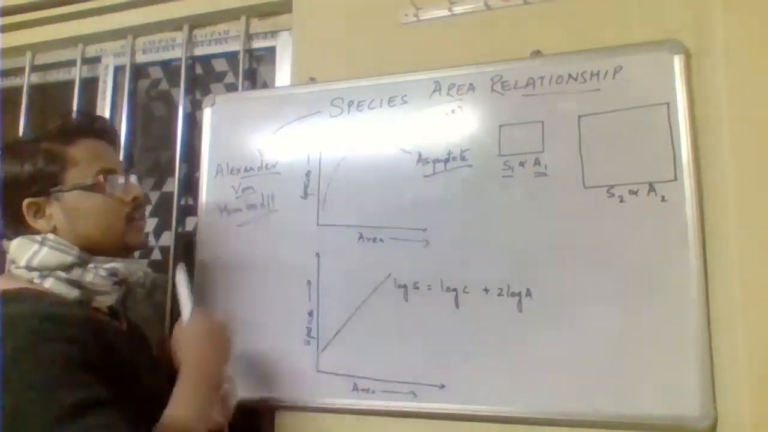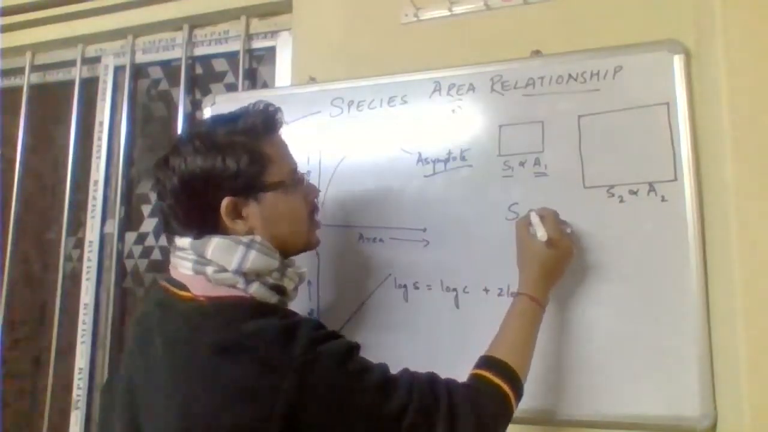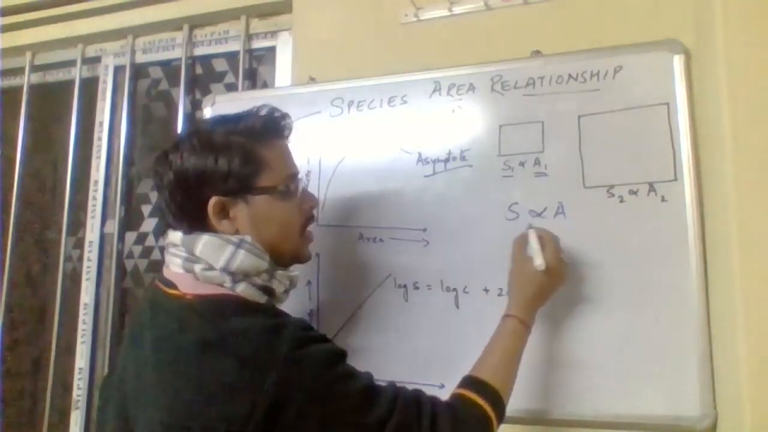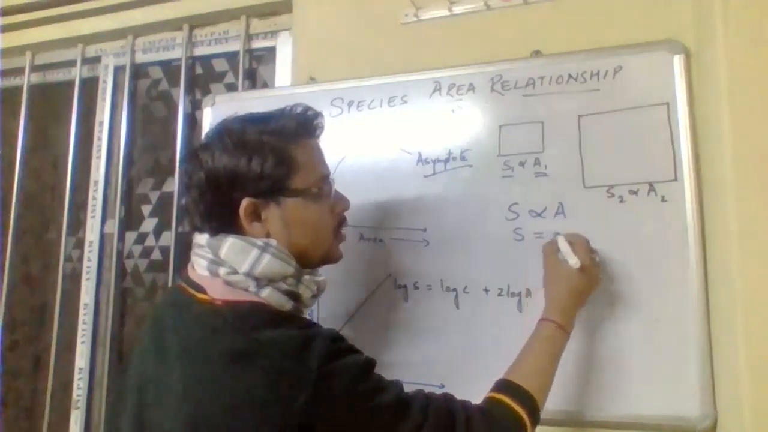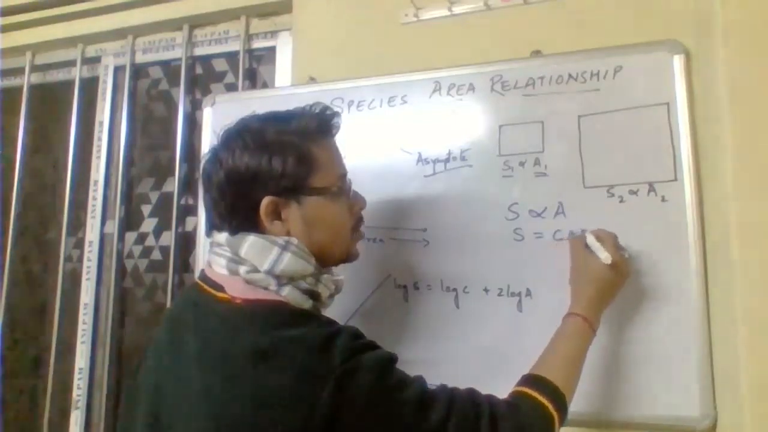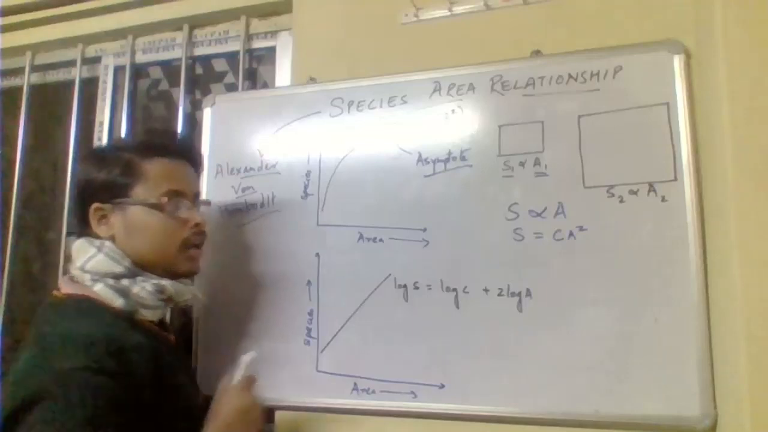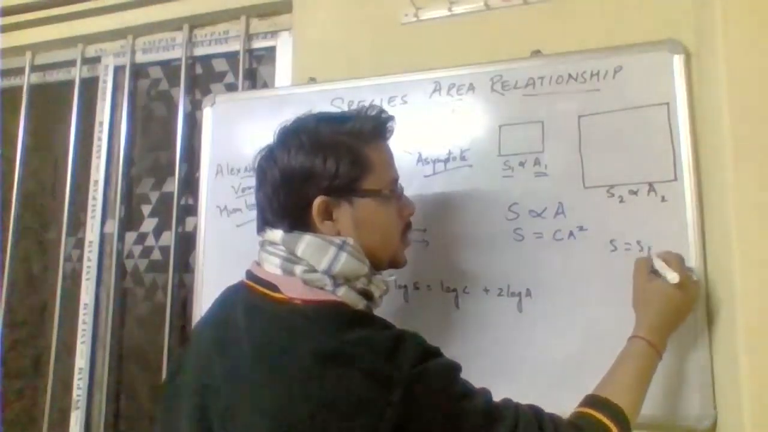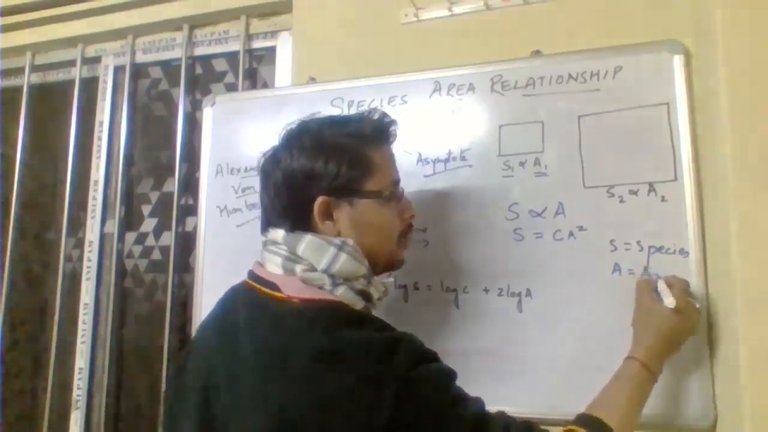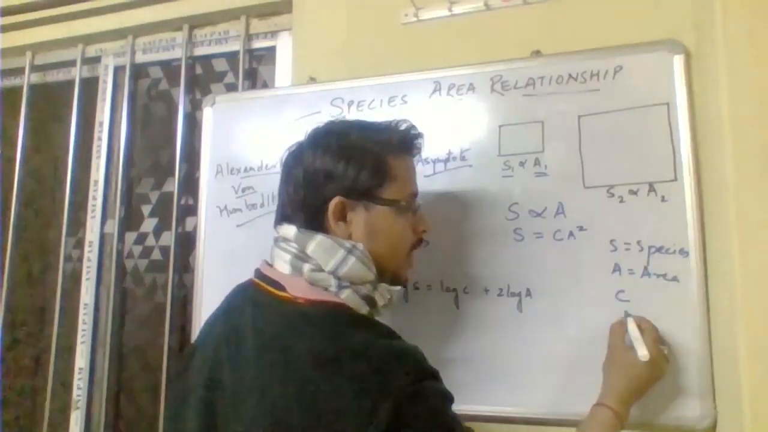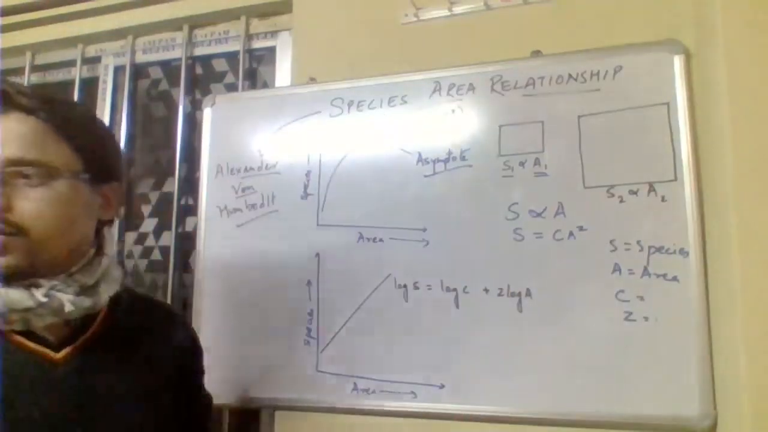So this is what we find in the exponential growth curve, and we can refer to it as S is directly proportional to A. If we remove the proportionality sign, then it will be S is equal to C A to the power Z. Now we know that S is species, A is area. Now what is C and what is Z, right?